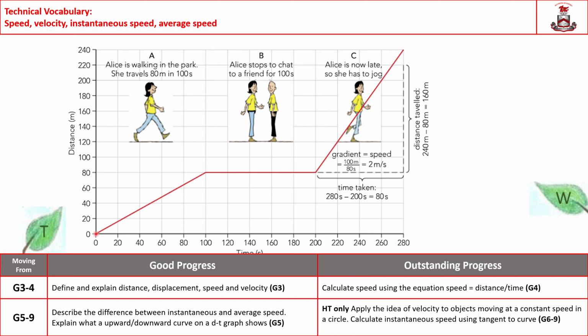Now, because this is a straight line, at every point, let's take an instance of 20 seconds. She moves the same distance every 20 seconds. Okay?